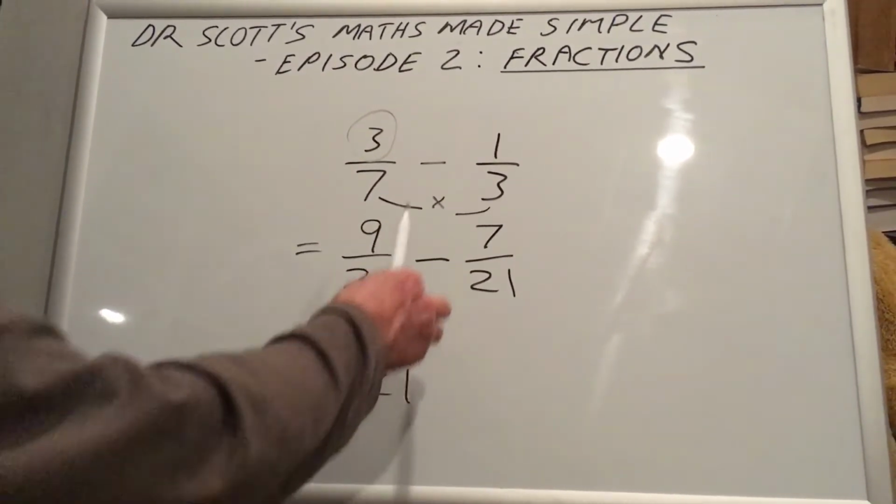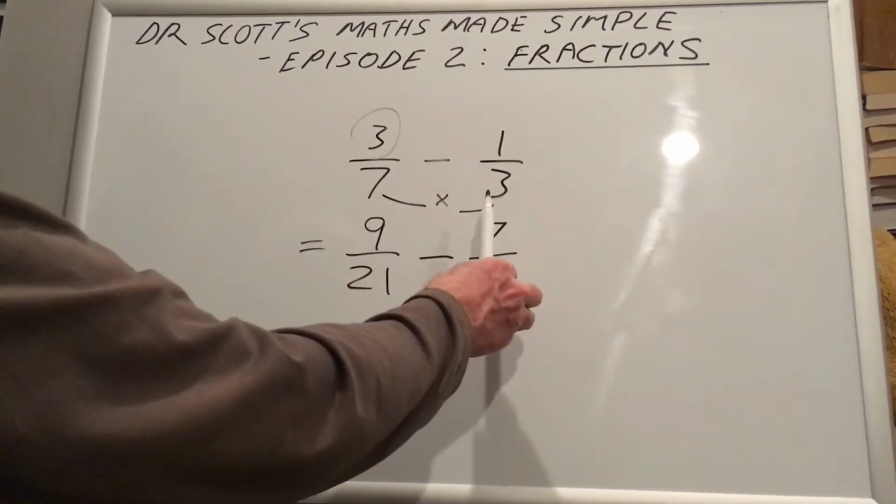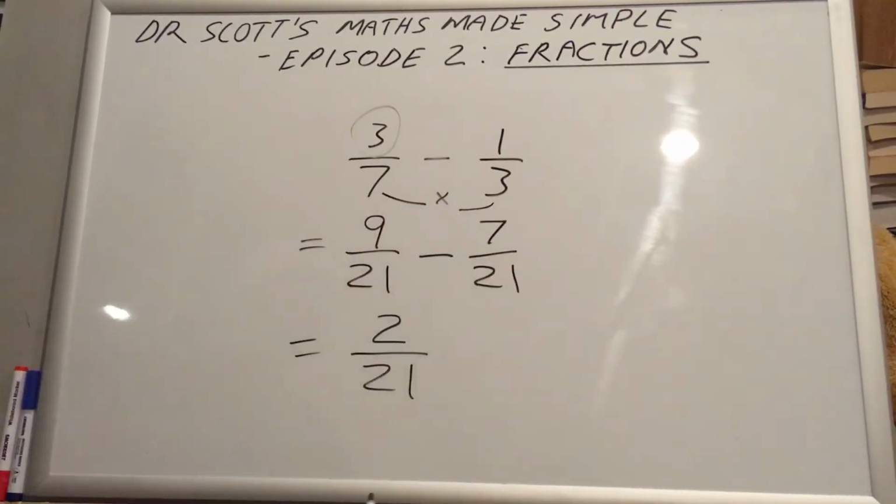If you're ever in big trouble and you can't figure out what the common denominator is, just multiply them together and it'll always work.